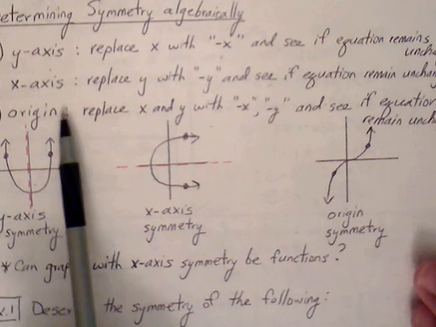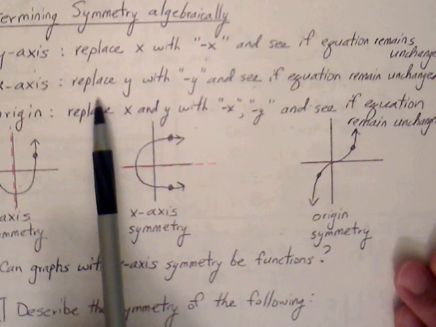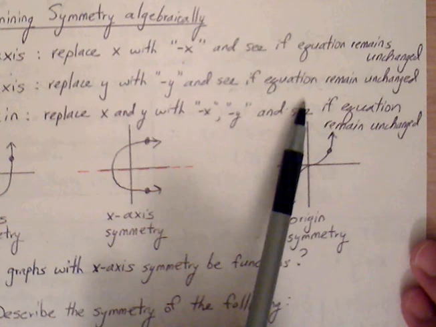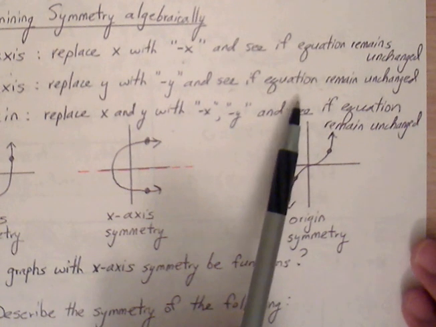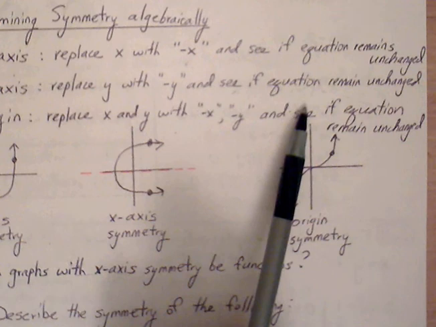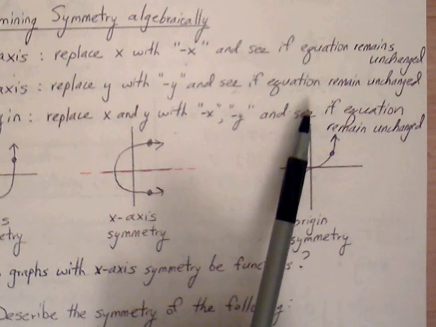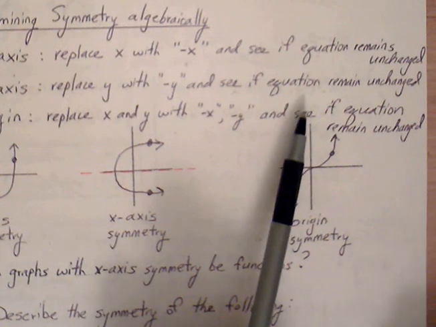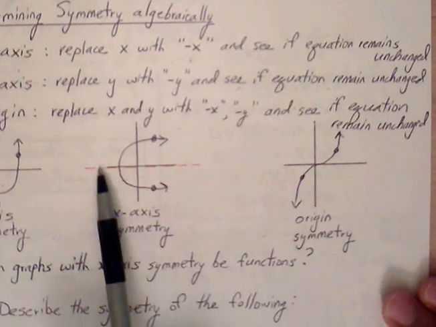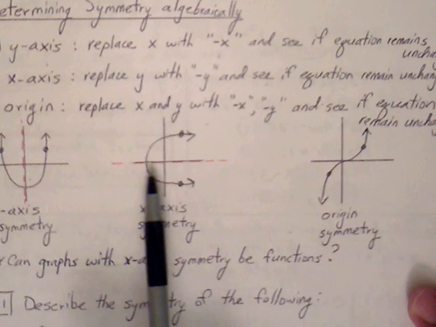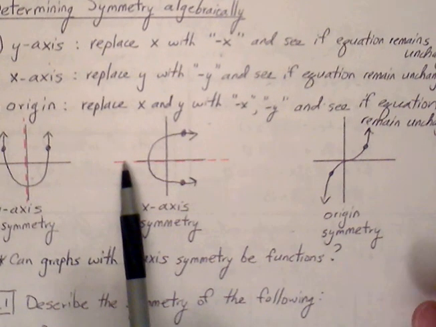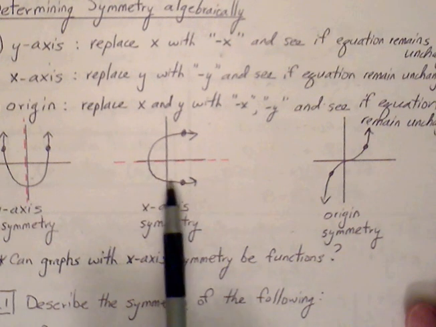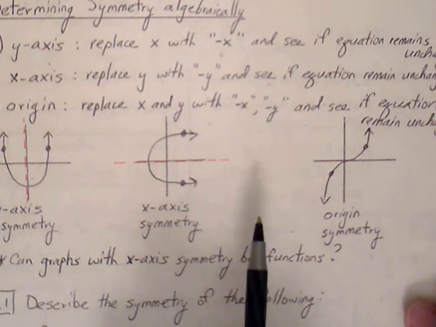X-axis symmetry, what we do is we replace all the y values with a negative y, and see if the equation remains unchanged. If it does remain unchanged, then we know that the graph has x-axis symmetry, meaning that our equation or our graph will overlap nicely over the x-axis. So an instance of that will be x equals y squared plus 1, where we have the graph symmetrical about the x-axis.